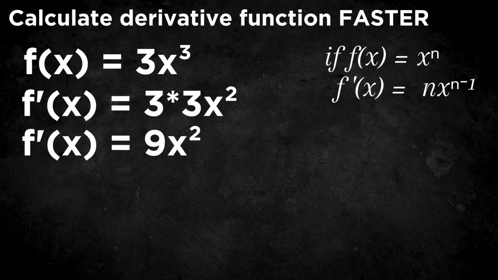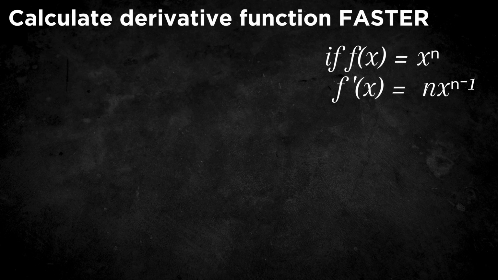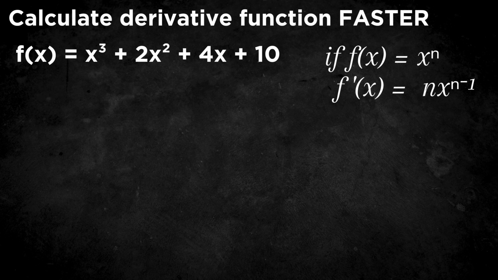Let's look at one last example. Let's say you want to find the derivative of x cubed plus 2x squared plus 4x plus 10. By using the formula we just learned on each term, we get this. x cubed becomes 3x squared. 2x squared becomes 4x. 4x becomes just 4, because we are left with x to the power of 0, which equals 1.